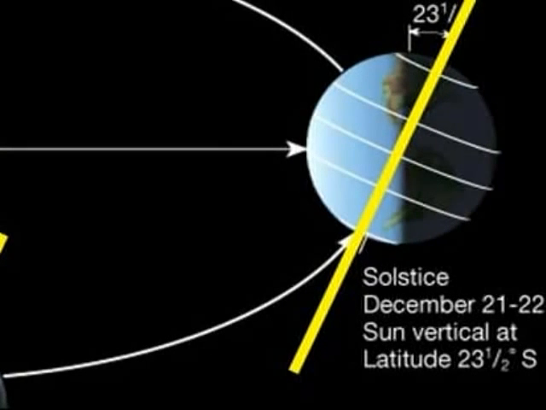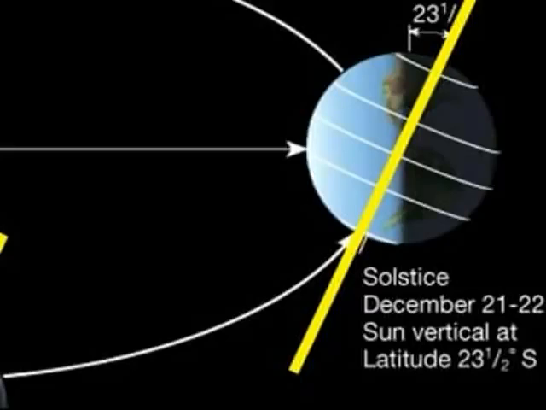In December, the northern hemisphere is now tipped away from the sun. The southern hemisphere is tipped towards the sun. And in fact, I've highlighted a very special day here. This is the December solstice. It happens about December 21st or December 22nd.